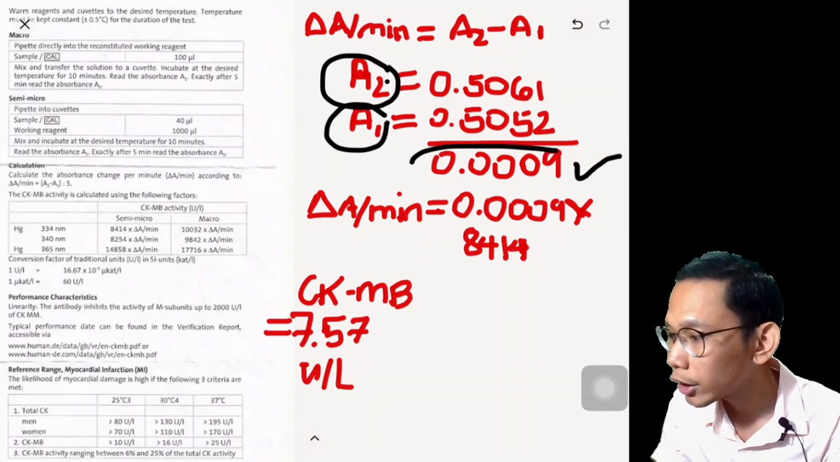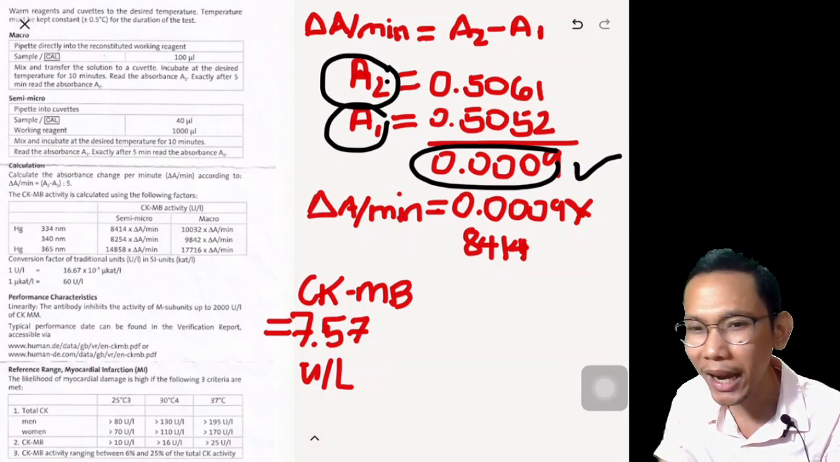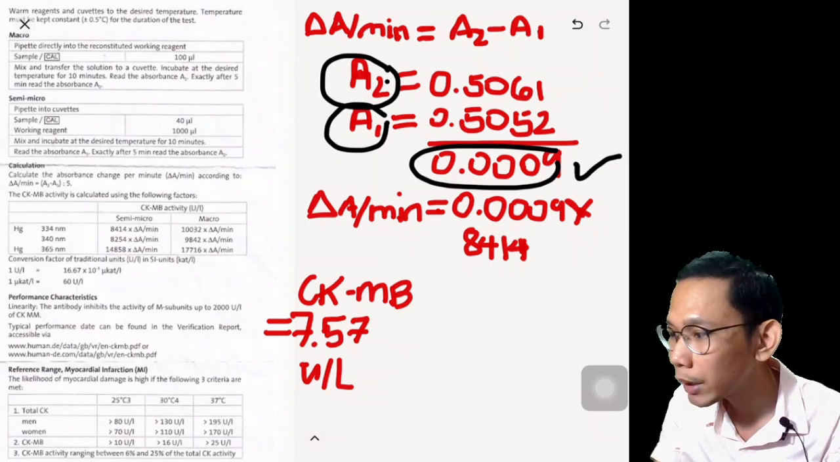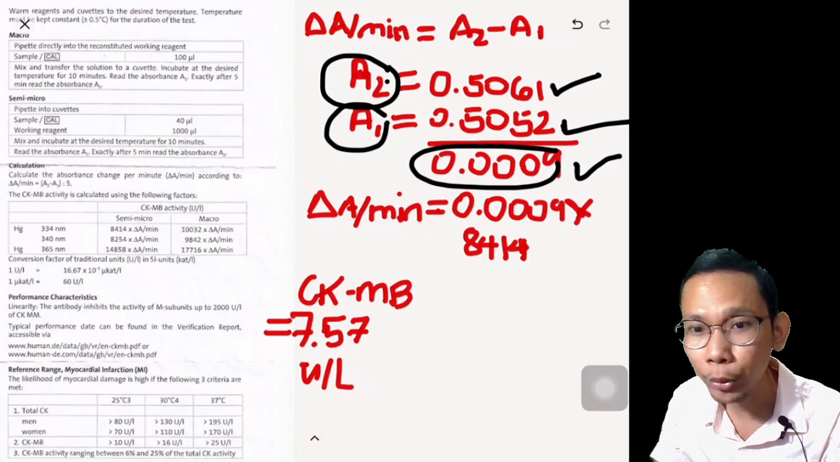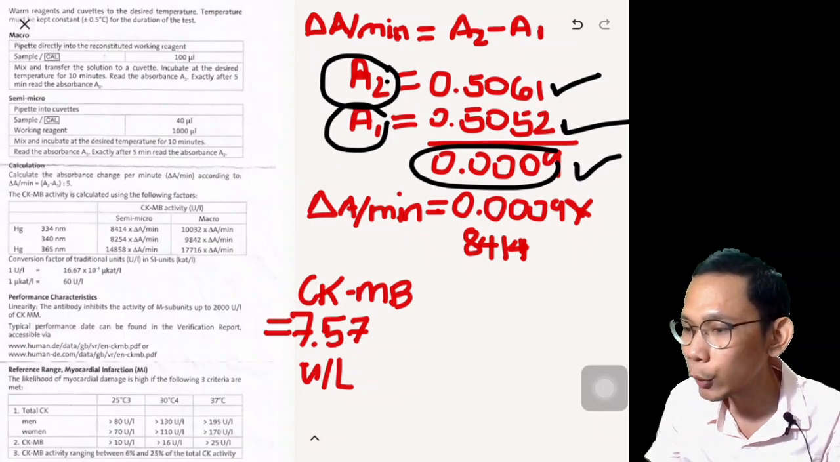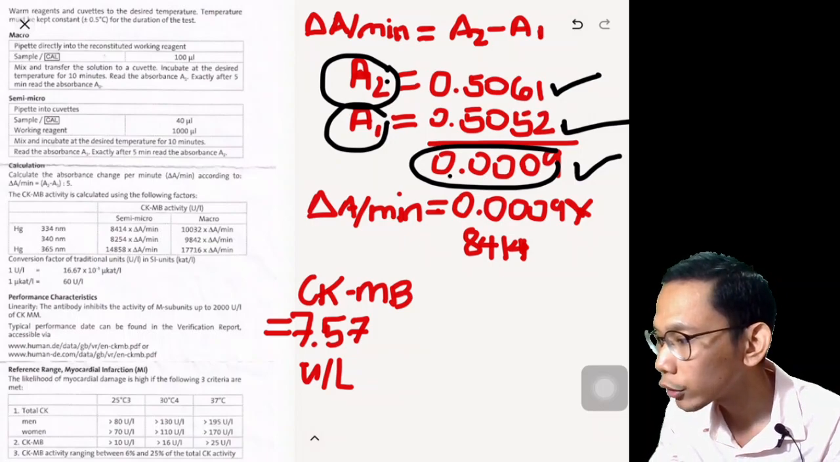Ito na yung change in absorbance per minute. Sinubtract natin ang A2 minus A1. Kaya nga importante, increasing absorbance. That's why A2 should be greater than your A1, kasi pag greater ang A1 sa A2, mali na ang ating computation, nagiging negative. So, for the calculation, ang ating na-calculate is 0.009.